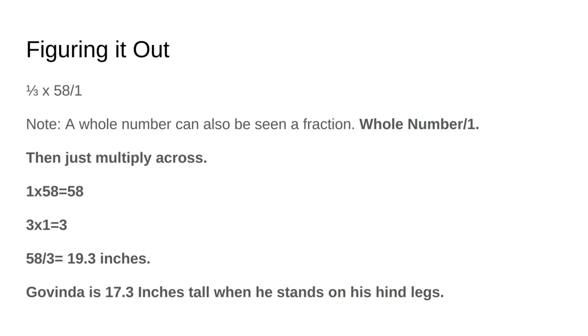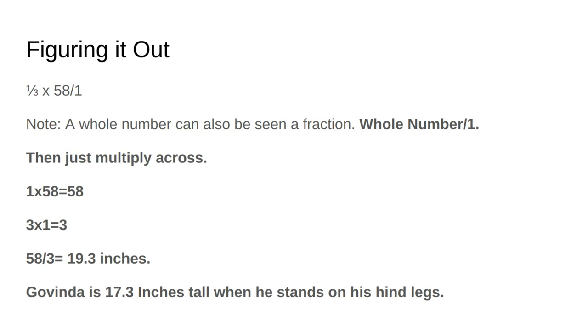Note, a whole number can also be seen as a fraction, just a whole number over 1. It stays a whole number, but when you put it over 1, that invisible 1 can help you when it comes to the two fraction ratios. So we have 1/3 the height of Miss Pilto, but 58 over 1. It's going to make it easier to figure it out.